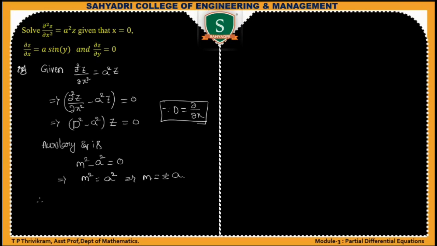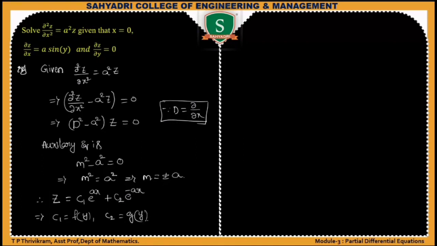Complementary solution. Here the dependent variable is Z. So Z is equal to C1 e power ax plus C2 e power minus ax. Fine. So we are using here partial differential equation. Instead of C1 and C2, we need to replace with C1 equal to f of y. Similarly, C2 is equal to g of y.